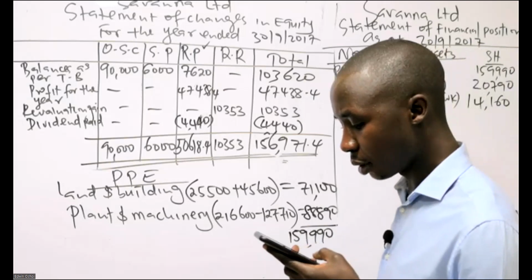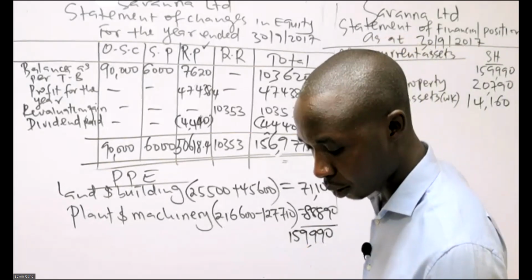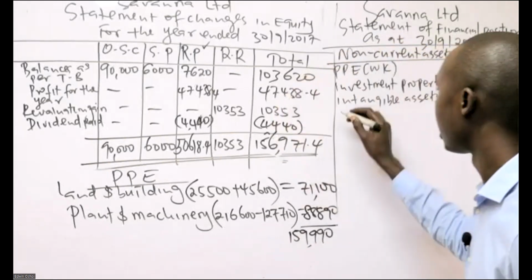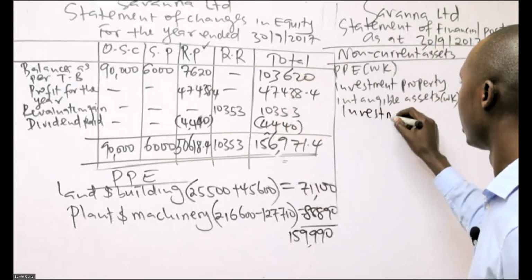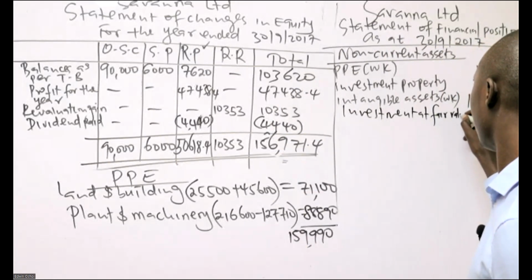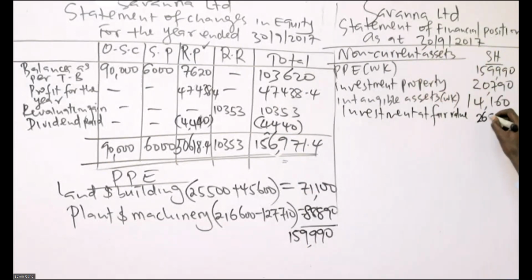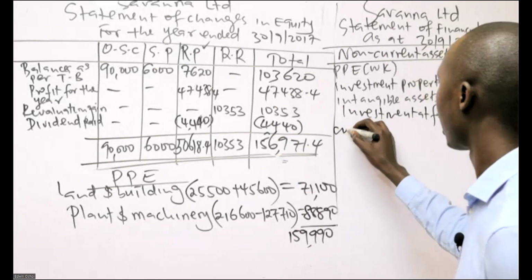Is there another asset? Yes, this investment at fair value. The last item in the trial balance. Investment at fair value, 26,940. Current assets.